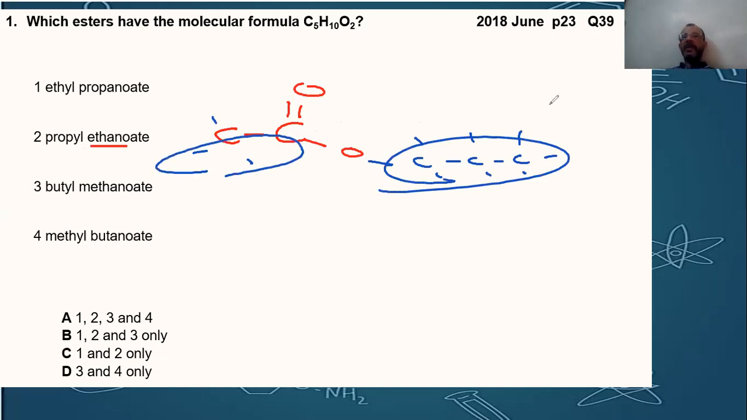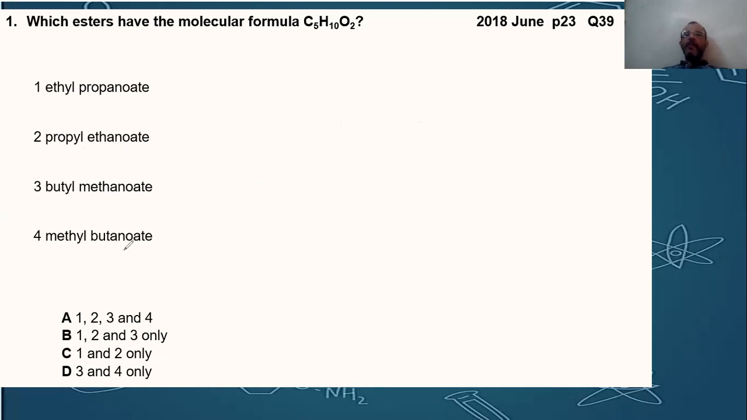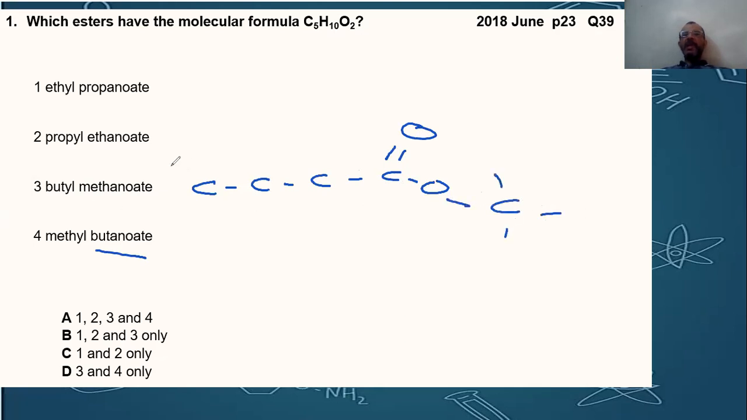Propyl ethanoate. Another example here, number 4. Methyl butanoate. Which one will I draw first? Butanoate. So I'll draw butanoate first. Right here, butan: 1, 2, 3, 4. Because it's an ester, I draw 2 oxygen atoms, 1 double bond, 1 single bond. And methyl will be only 1 carbon atom here, and then I'll continue completing. I'll add hydrogen. This is methyl, and this one here, butanoate.